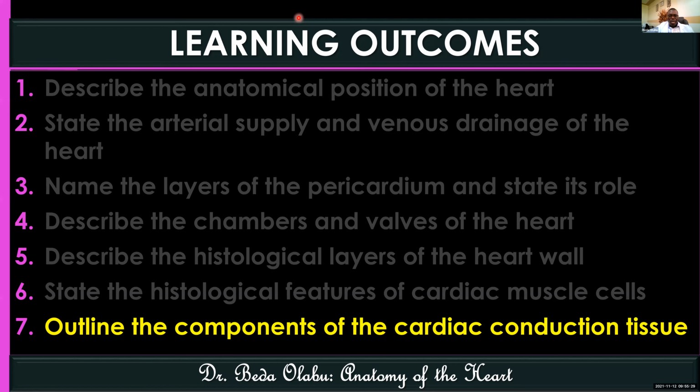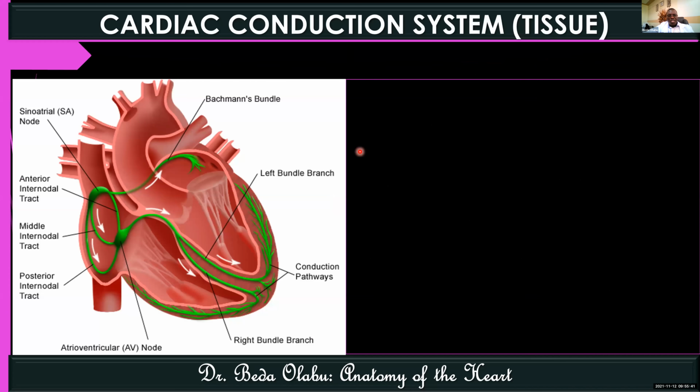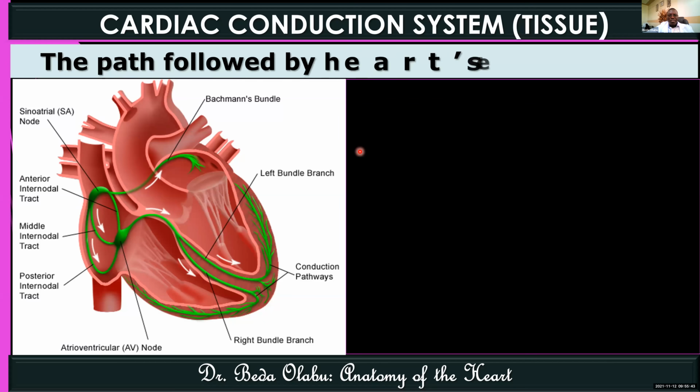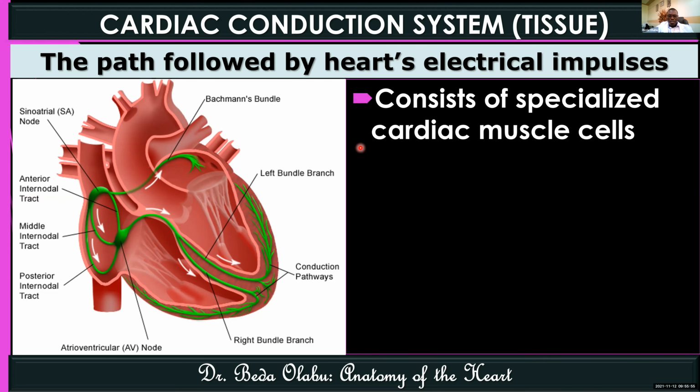Now we can finish this part of the lecture by talking about components of cardiac conduction tissue. Cardiac conduction tissue, or otherwise called the conducting system of the heart, refers to the path followed by cardiac electrical impulses. This path consists of specialized cardiac muscle cells. So they're just muscles, by the way. It's not nerves, it's not epithelium, it's not connective tissue. Specifically, they are cardiac muscle cells.